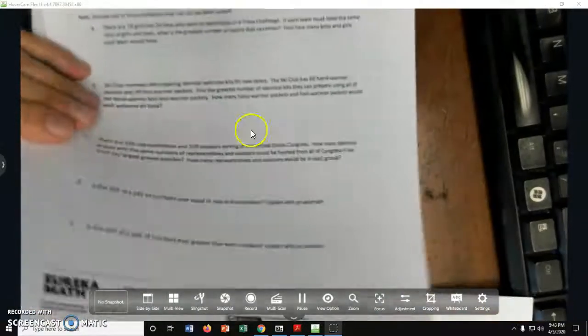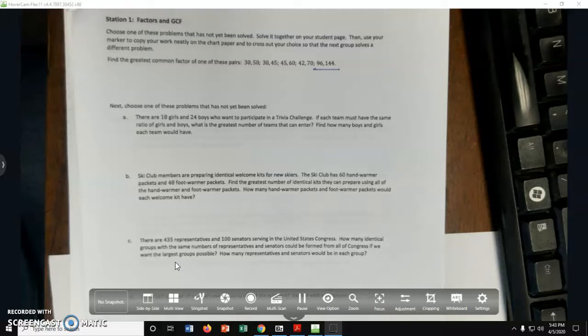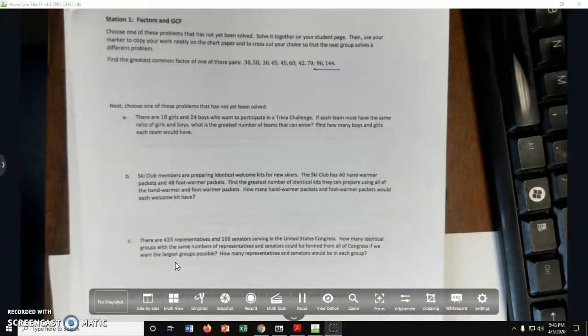Next part of our paper says choose one of the problems that hasn't been solved. So we're going to go through them all. This is where it gets a little tricky. It's pretty easy if they say find the greatest common factor or find the least common multiple. But when we have a word problem and we have to figure out what it is that we're trying to solve, that can be the tricky part.